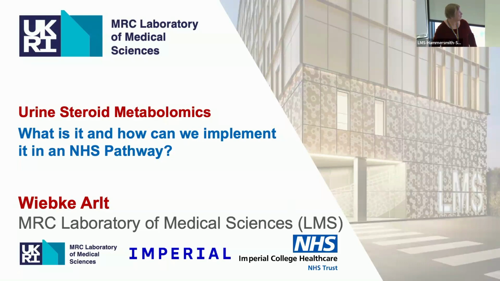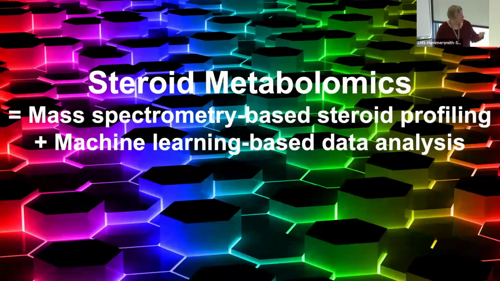So, urine steroid metabolomics: what is it and how can we implement it in an NHS pathway? We do a lot of work with urine steroid metabolomics, but I'll talk today about the ACC test. Steroid metabolomics is the combination of mass spectrometry-based multi-steroid profiling with machine learning-based processing of the steroid data. The two have to go together so that we really call it omics. Otherwise it's just multi-steroid profiling.